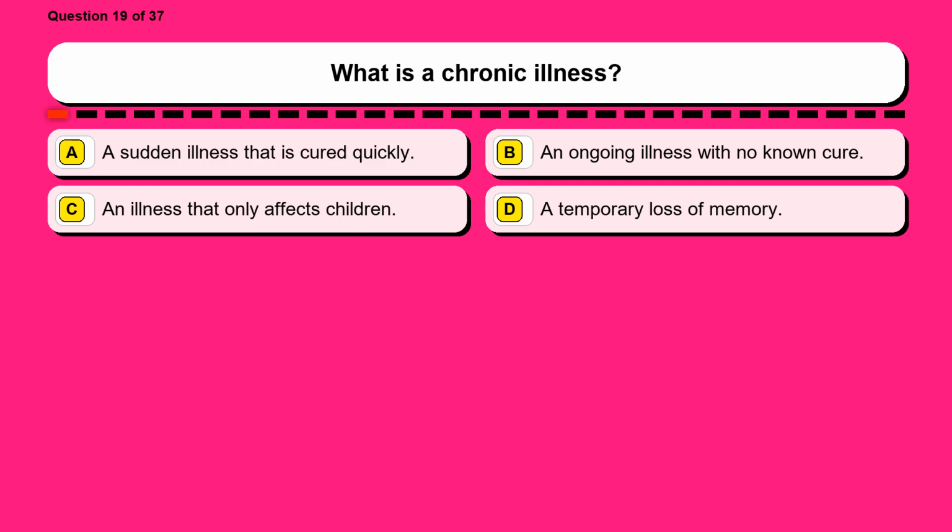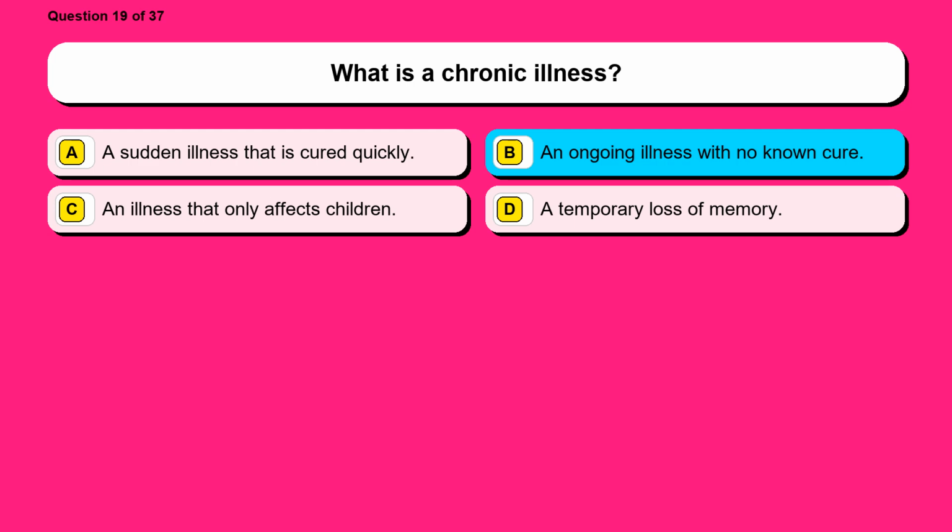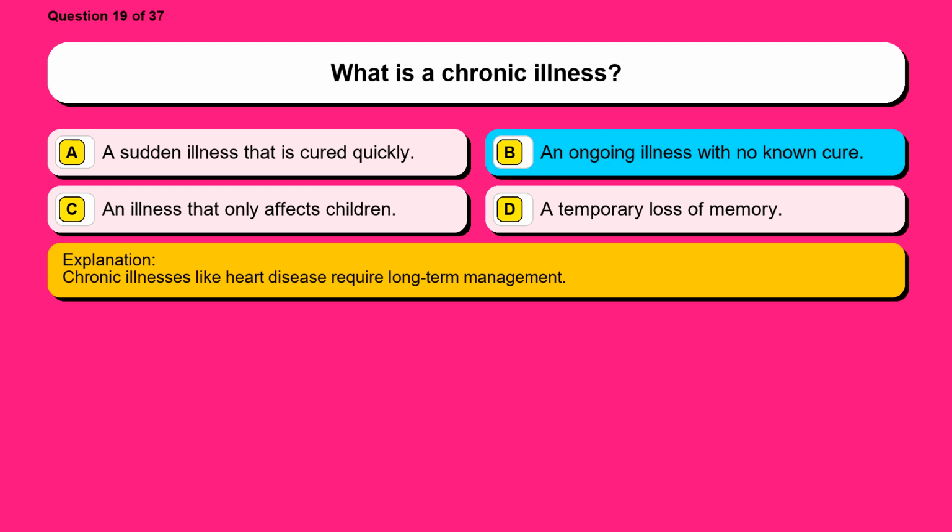Question 19. What is a chronic illness? Option A. A sudden illness that is cured quickly. Option B. An ongoing illness with no known cure. Option C. An illness that only affects children. Option D. A temporary loss of memory. The correct answer is option B. An ongoing illness with no known cure. Chronic illnesses like heart disease require long-term management.